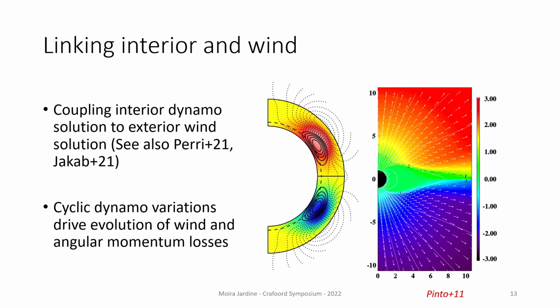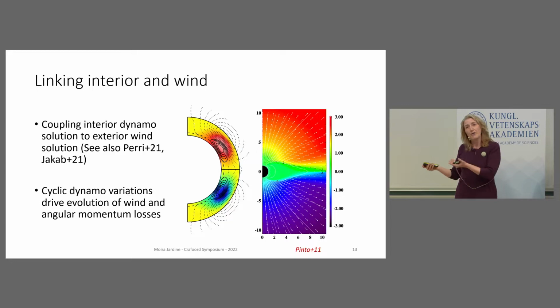So this is a model of the section of the interior of the star, the convective zone, and the magnetic field that's been generated. So the dotted lines are the poloidal field lines and the color is the toroidal field. So that's a model for what's happening in the interior of the star. And on the right is the model for the resulting wind. And these authors looked at how this changed through the sun's magnetic cycle. This is a solar-type solution. So we're now at a stage when we can try to understand not just separately how the dynamo generates a magnetic field, but how that might impact upon or be affected by the wind that is being lost.